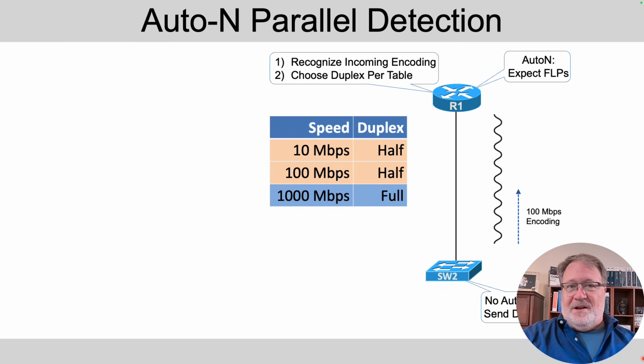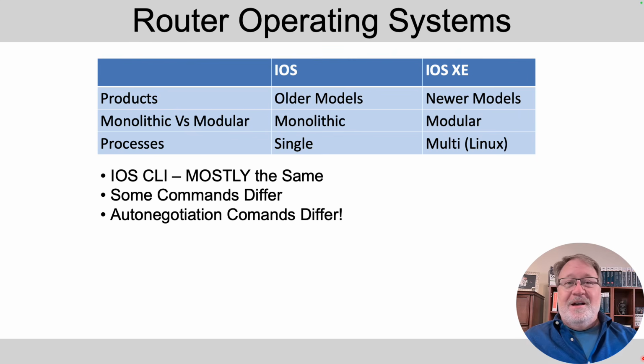But what I do want to tell you about is how to configure router auto negotiation settings so that you can avoid creating this duplex mismatch, all right? To do that, you have to think about router operating systems. So here's a bit of a tangent. Once upon a time, there were routers and there was one operating system for them.